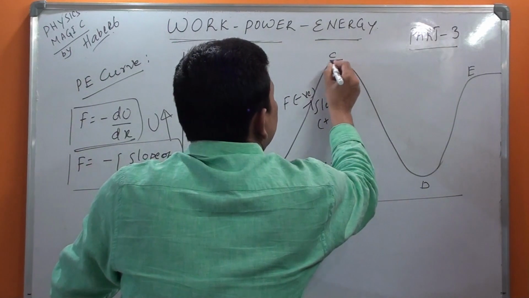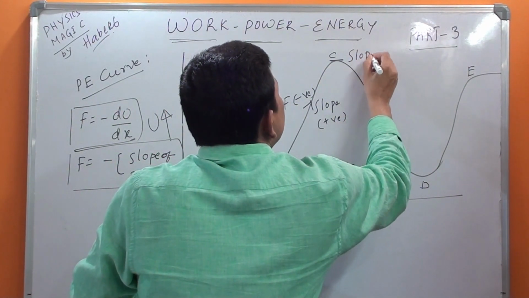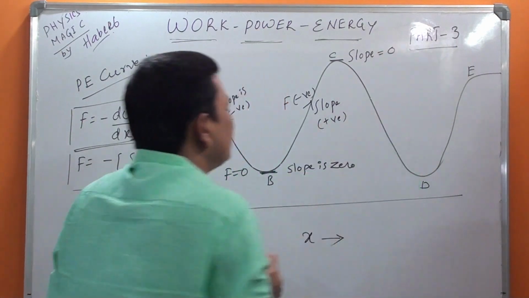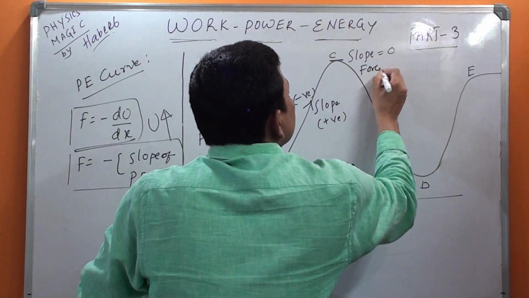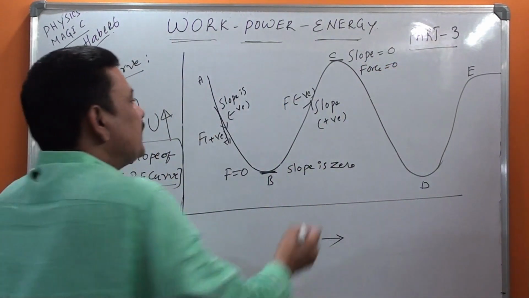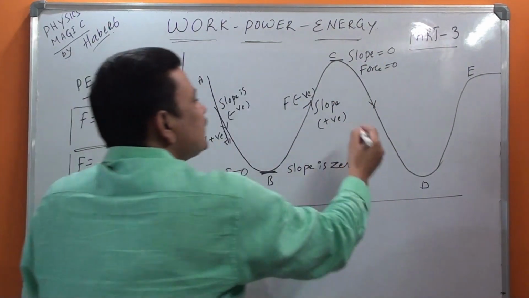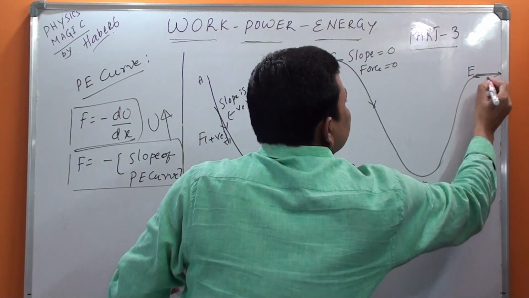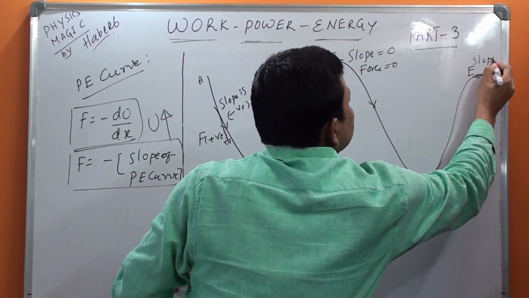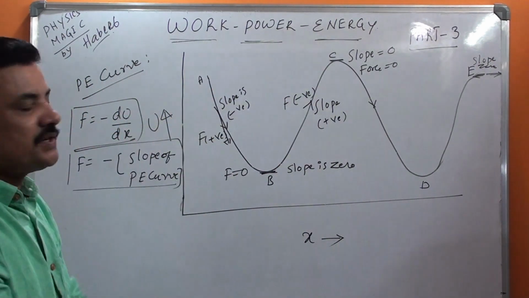Then coming to this point, once again, slope is how much? Yes, I know everyone is giving the answer. It is 0. When slope is 0, force will be 0. So once again the same situation repeats here. Then it is going down now. Here it is constant. This is another very important point. Here also slope is 0. Now this is the analysis.